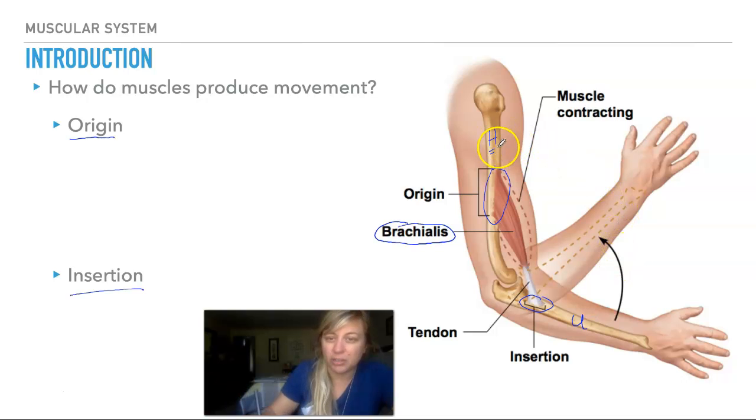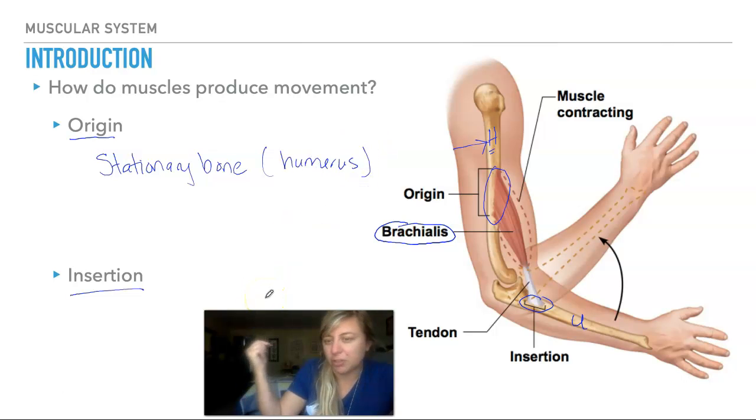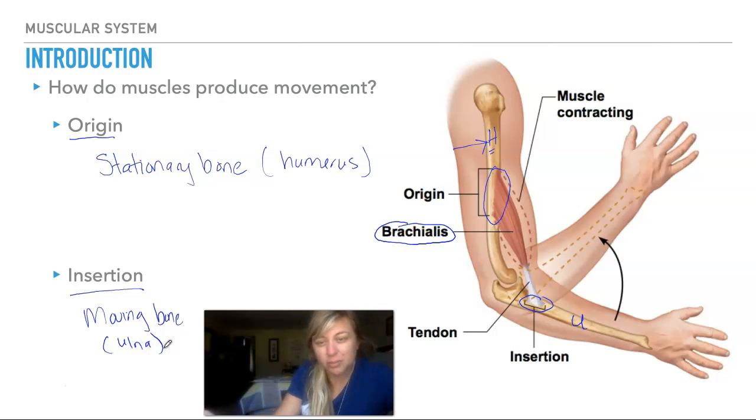So the bone that remains stationary, right, is the humerus. So the humerus is the origin in this case. So origins are the stationary bones in a movement. So in this particular example, that would be the humerus. Now, the insertion, on the other hand, is the point of attachment on the bone that is moving, right? So the bone that is moving would be what bone? In this example, the ulna. The origin is going to be proximal to the insertion when we're talking about limb muscles.